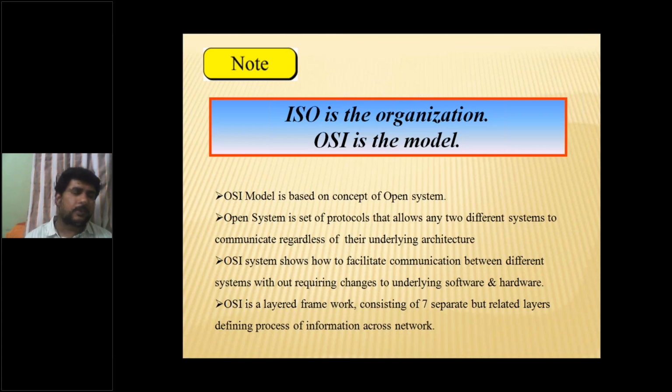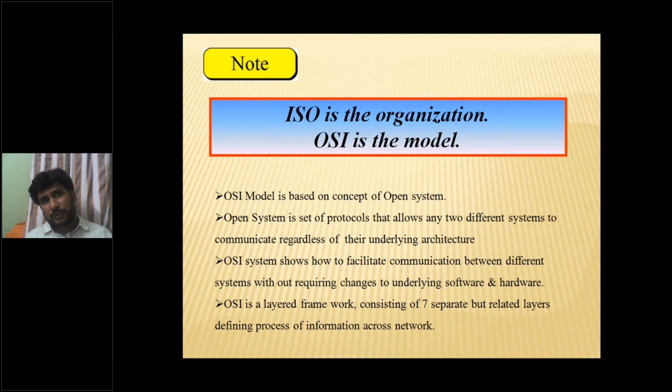Or you can find one is an Apple and someone is a Dell, but still the devices need to communicate. The architecture is different, but still the communication is happening. And how does that happen? It only happens when the communication model is an open system. And your Open System Interconnection model is based on this concept of open system. It facilitates communication between different types of systems without requiring changing the underlying hardware.